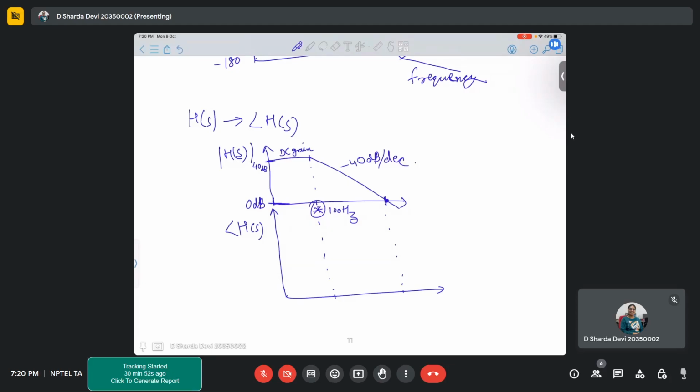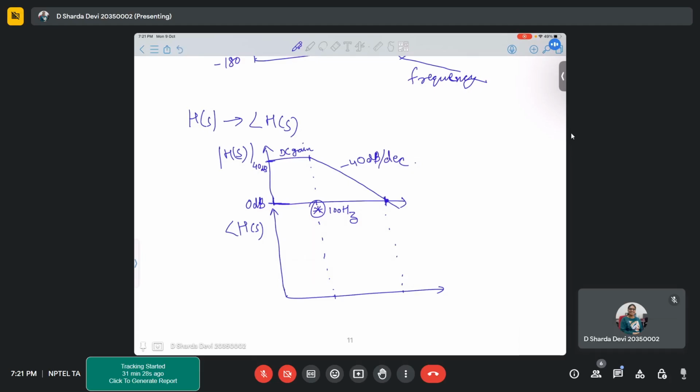See, you have 40 dBs, right? Your slope is minus 40 dB per decade. For a decade, your gain will reduce by 40 dBs. So if you already had a 40 dB gain, after one decade, your gain will be 40 minus 40, which is 0 dBs. Correct? And this is the 0 dB that I'm talking about. So how much will be after one decade?